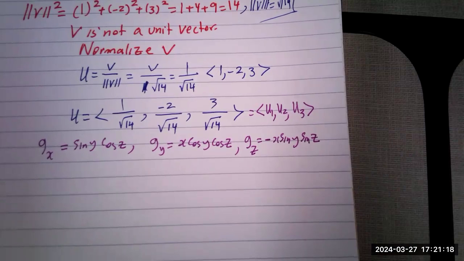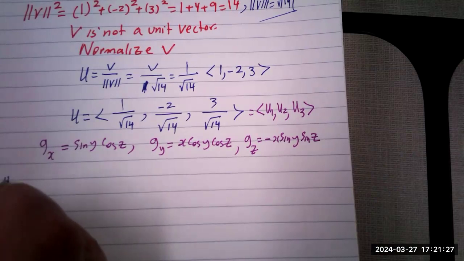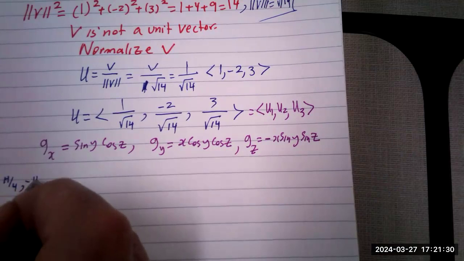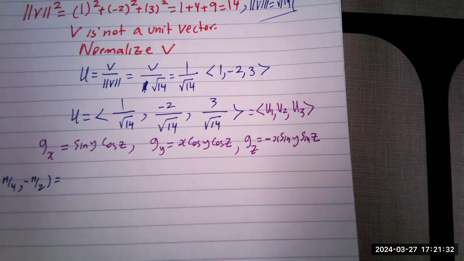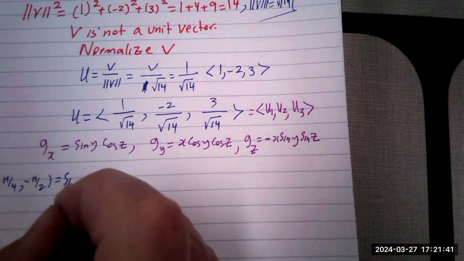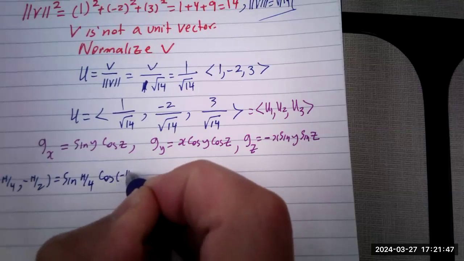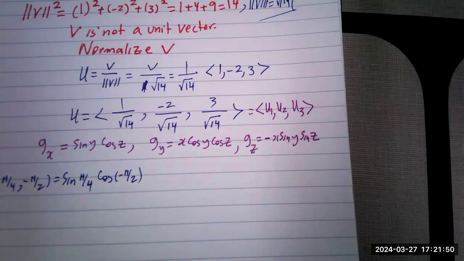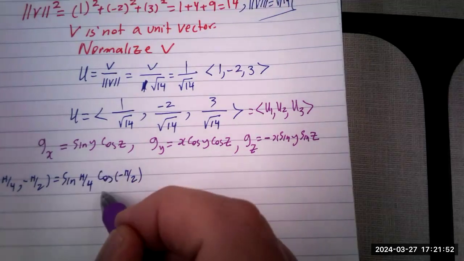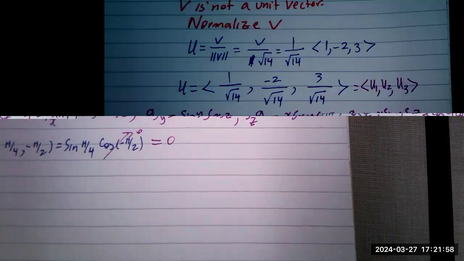This is your three partials. You want to find them at the point P (3, π/4, -π/2). So let's do it. G sub x at (3, π/4, -π/2). We need the y and the z. The y is π/4, so that gives sine of π/4 times the cosine of negative π/2. You know that the cosine of negative π/2 or π/2 is 0. So that makes it 0. That's the first one. Okay, nice.